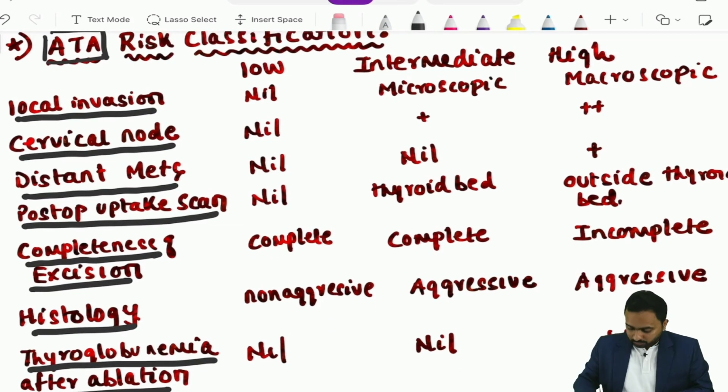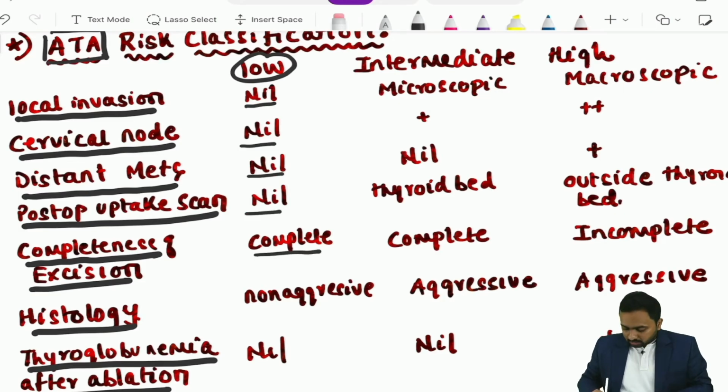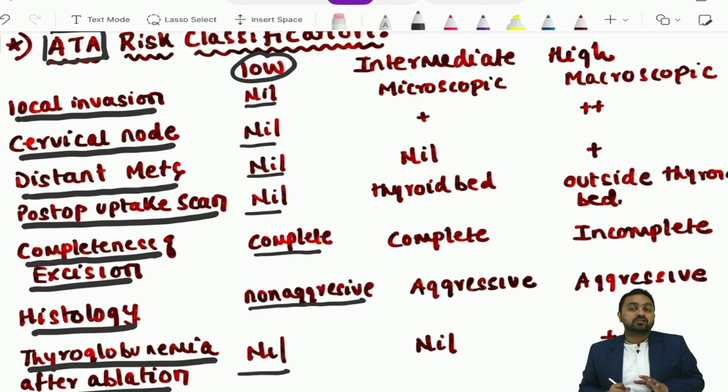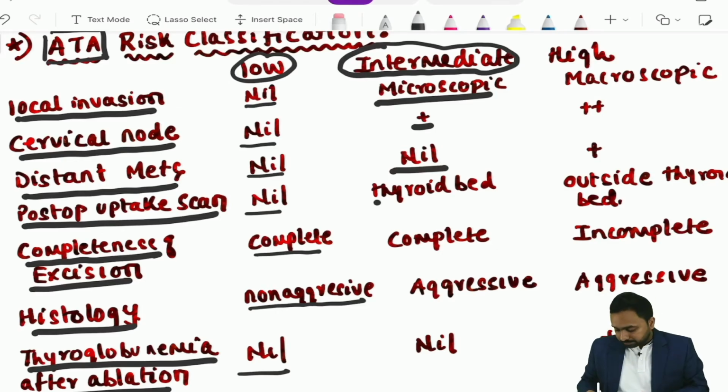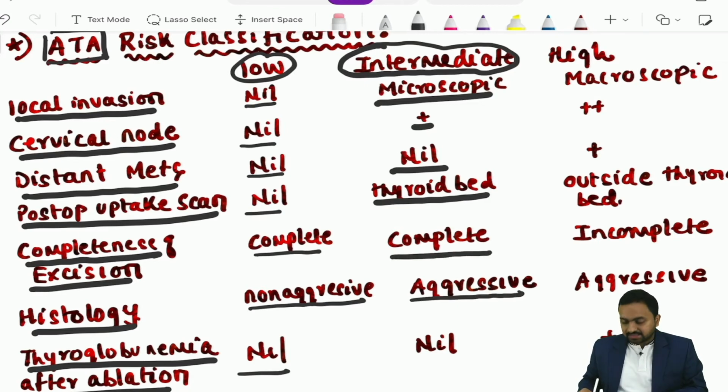Now in case of low risk, there won't be any invasion, no cervical lymph node involvement, no distant metastasis, no post-op scan uptake, complete excision is done, a non-aggressive histology, and there is no thyroglobulinemia found after ablation. Whereas in case of intermediate risk, we have a microscopic local invasion, involvement of cervical lymph node, no distant metastasis. Post-op uptake scan is confined to the thyroid bed. The excision is complete, has an aggressive histological behavior and no rise of thyroglobulin after ablation.